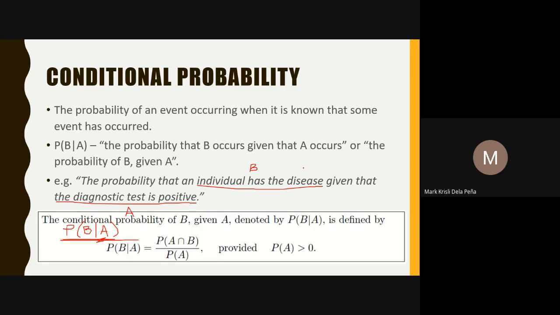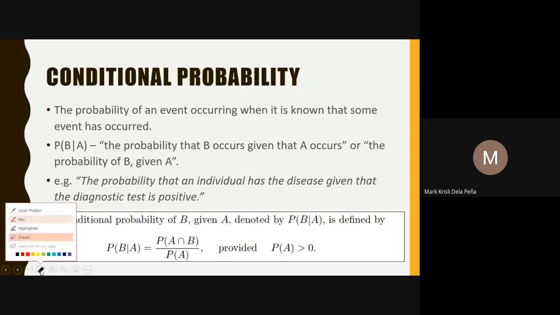And we denote it again using this notation. So we can find the conditional probability, the probability of B given A, using the probability of the intersection of events A and B divided by the probability of A, provided that the probability of A is greater than 0. Otherwise, this would result in an indefinite value.